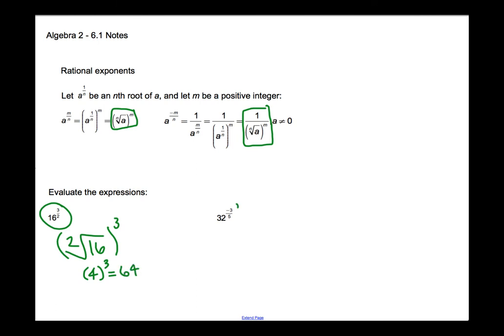Well, if I've got 32 to the negative 3/5, that's exactly like the second part we're looking at. This is actually going to be 1 over 32 to the 3/5. So I'm actually working this problem right here. Well, what does that mean? That means that we're going to have 1 over the 5th root of 32 cubed.